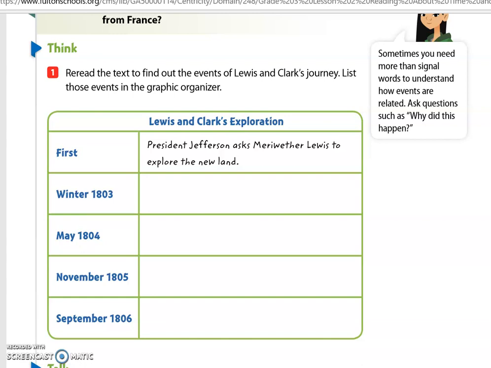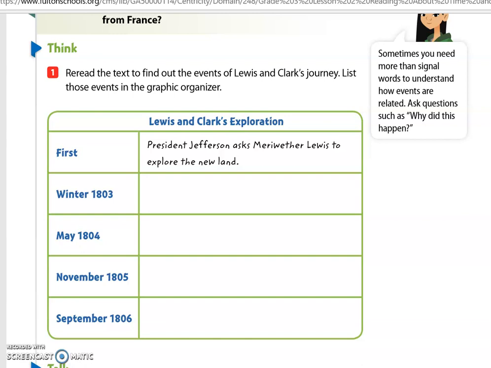You should have written Lewis and Clark spend the winter in St. Louis, because in paragraph 3 it tells us that. Now, look at May 1804. If you look in paragraph 3, where we underlined finally on May 14th, 1804, you would notice that Lewis and Clark began their journey.